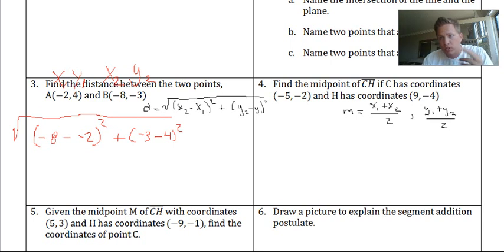Again, the reason that we're squaring it and then taking the square root is that distance can never be negative. So that's why we're doing that.